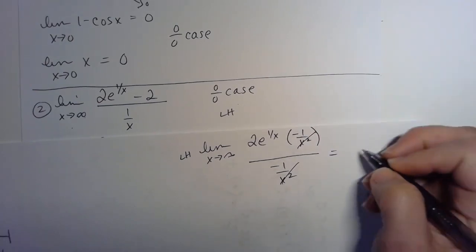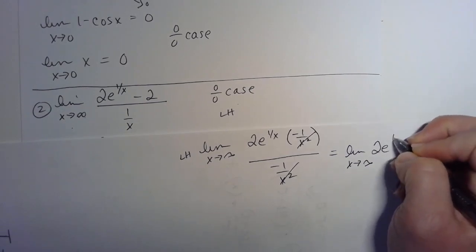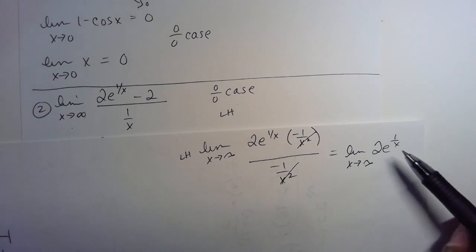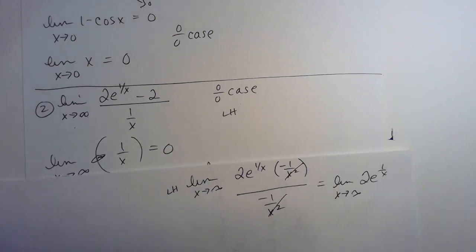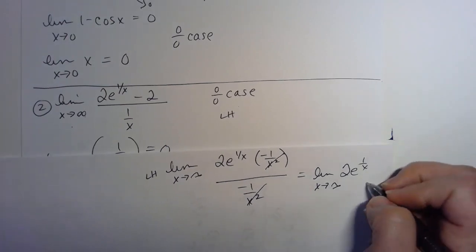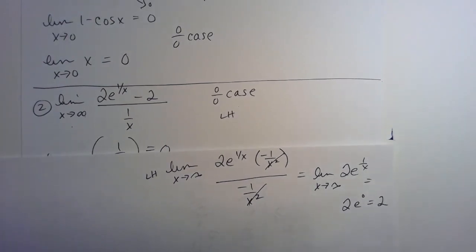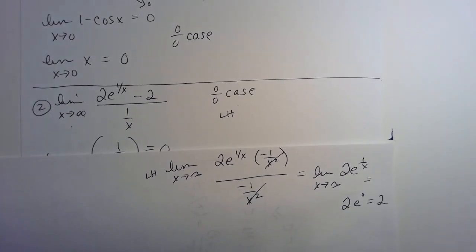So what I really have here is the limit as x approaches infinity of 2e to the 1 over x. And since we've already shown over here that the limit as x approaches infinity of 1 over x is 0, this ends up being 2e to the 0, which is just 2, because anything to the 0 power is 1.